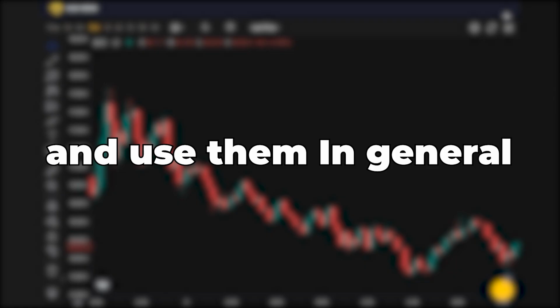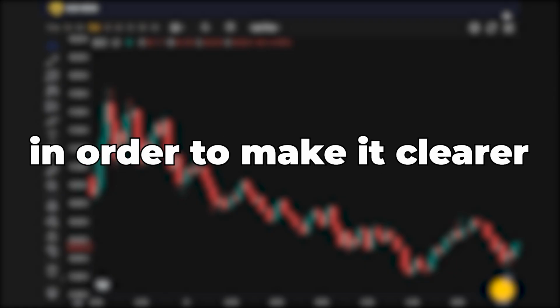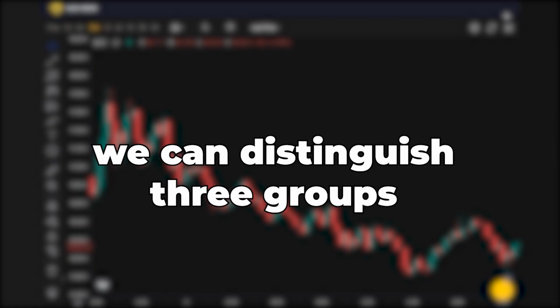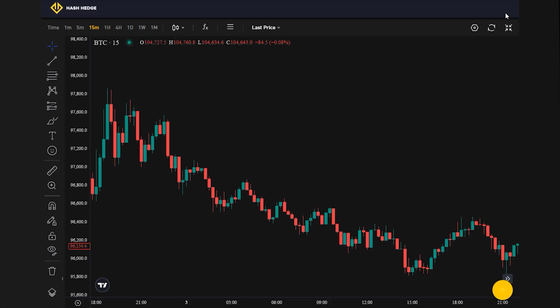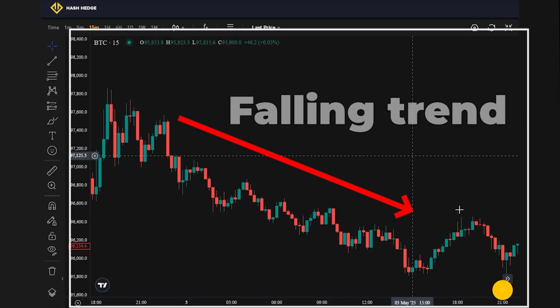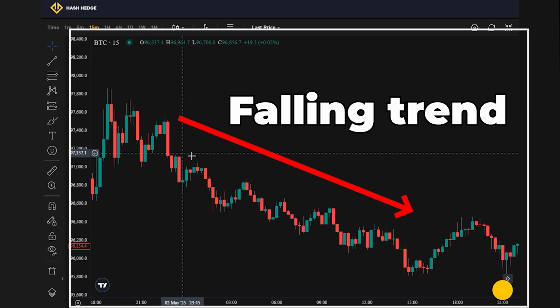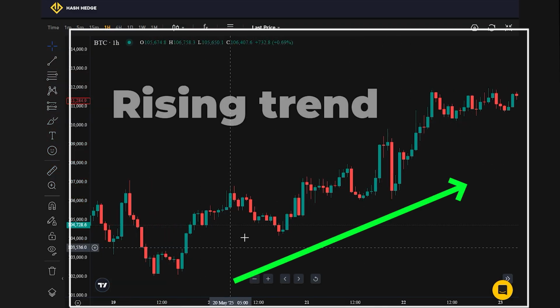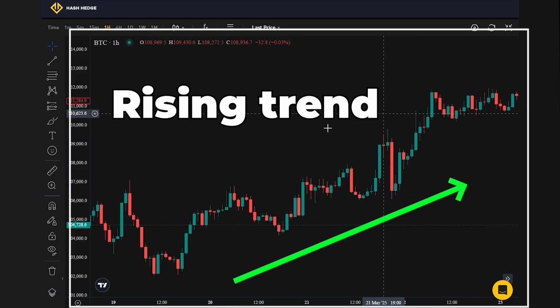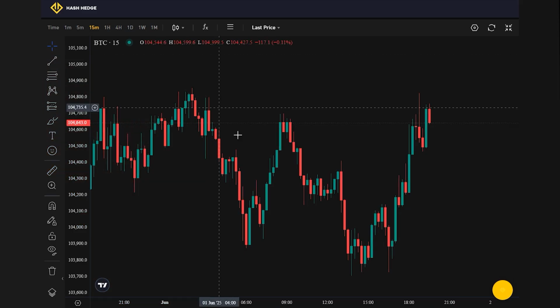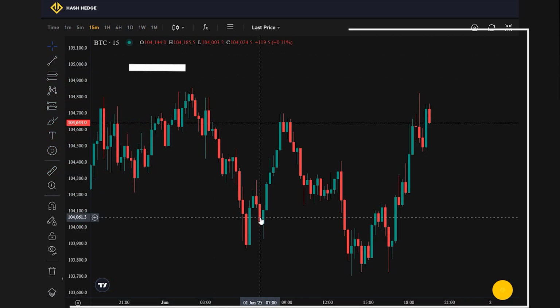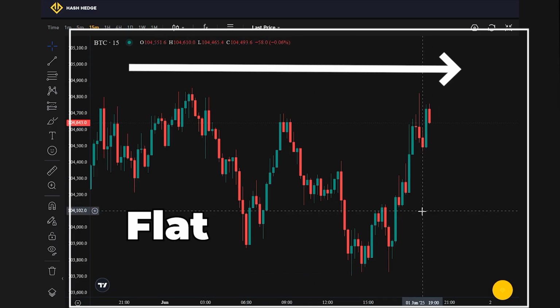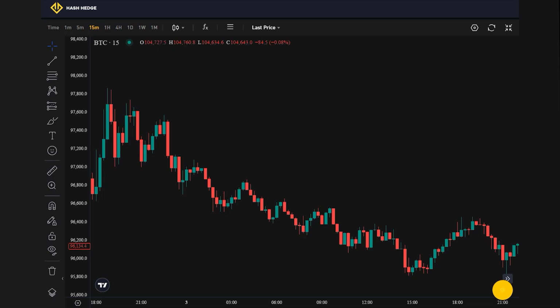In general, in order to make it clearer, we can distinguish three groups of market structure. The first market structure is a bearish trend. It's a falling trend. The second possible structure is a rising trend, a bullish trend. And the third variant of the market structure is a flat, either a range market or a consolidation. It goes by different names. Let's talk about each of them individually. Let's start with the trends.